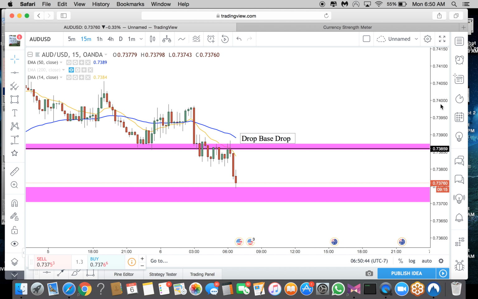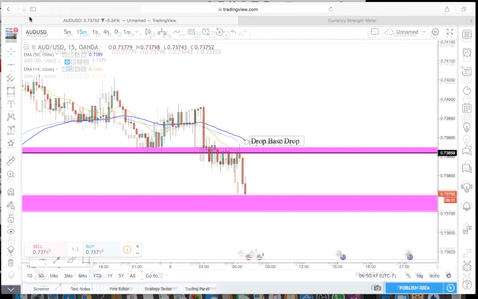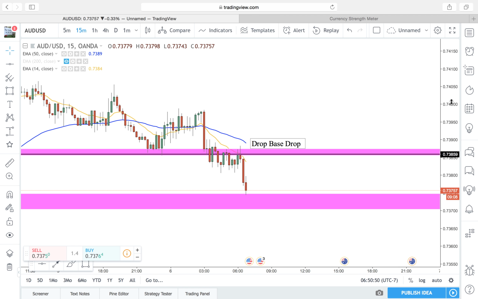I want to talk about the trade that I just took right now on AUD USD. I want to talk about how I trade, a little bit of patience, and what we look for. That's a lot of what I want to talk about.